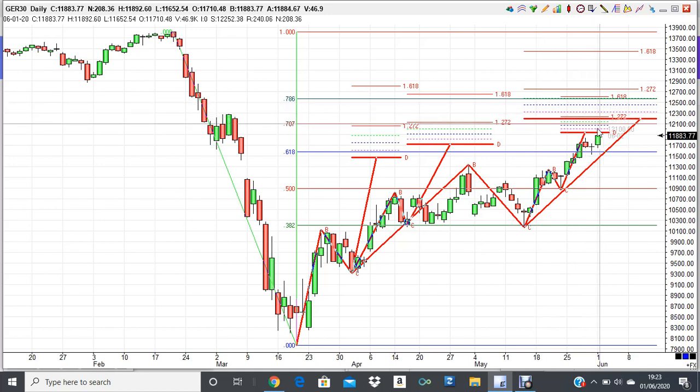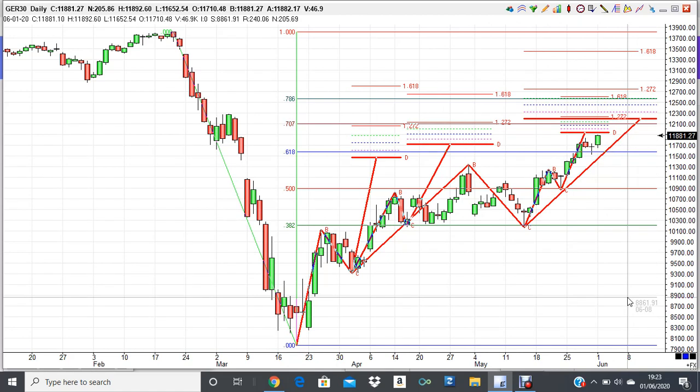So this is the area you've got to be keeping a very close eye on, folks. This 12,100 to 12,200 is a major zone of resistance, and we need to keep a close eye on it, because I still believe this is just a BC swing. So this is your A to B, and this is a B to C swing of a much bigger correction.